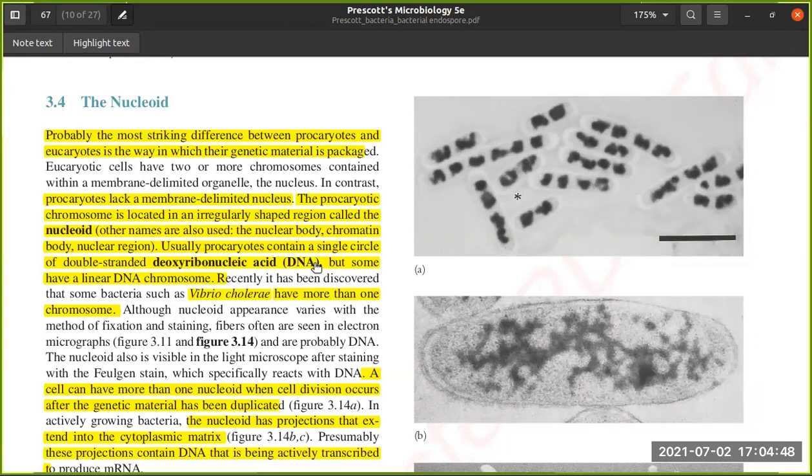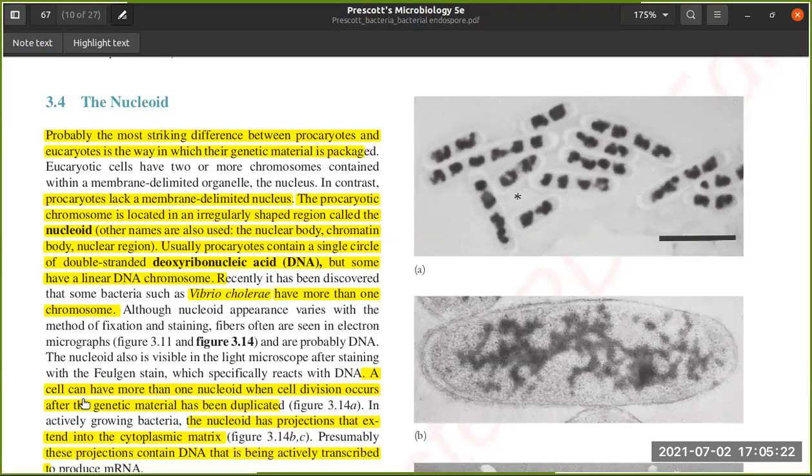So the nucleoid. This is the most striking difference between prokaryotes and eukaryotes. It is where their genetic material is packaged. The genetic material can be a long circular strand of DNA, or it could be linear in some cases. Then in Vibrio cholerae, they have more than 1 chromosome. So all these pictures are there.